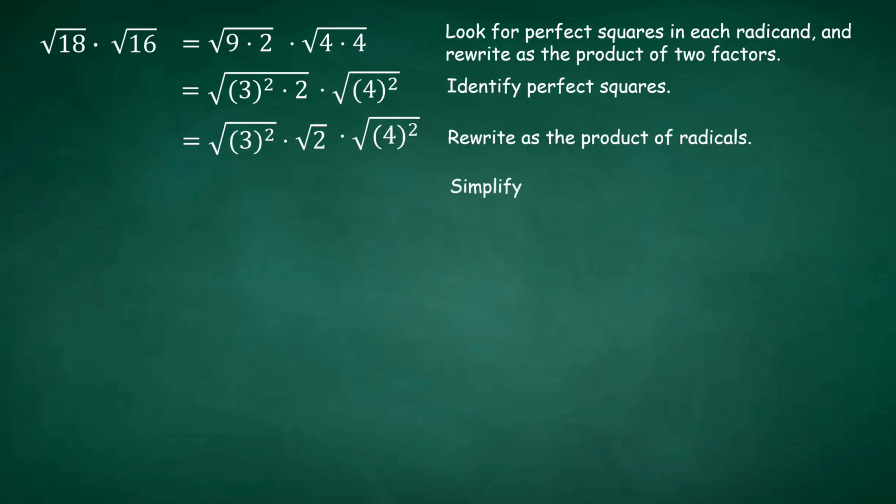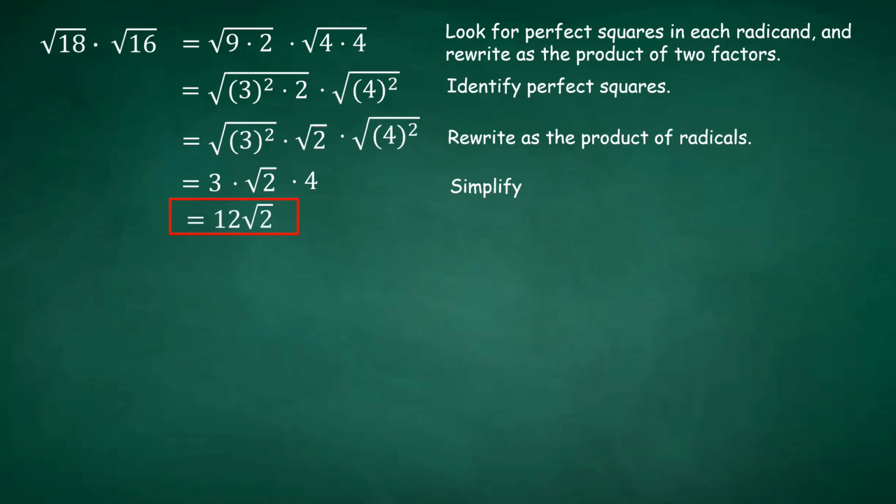Square root of 3 raised to the power of 2 is equal to 3, and copy the square root of 2. Square root of 4 raised to the power of 2 is equal to 4. 3 times 4 is equal to 12, and copy the square root of 2. This is your final answer.